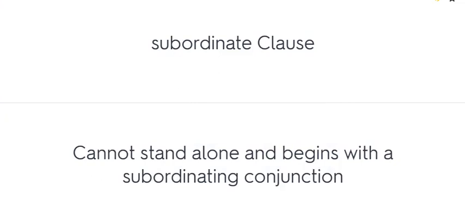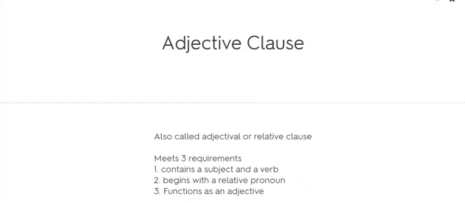Subordinate clause. Cannot stand alone and begins with a subordinating conjunction. Adjective clause. Also called adjectival or relative clause, meets three requirements. 1. Contains a subject and a verb. 2. Begins with a relative pronoun. 3. Functions as an adjective.